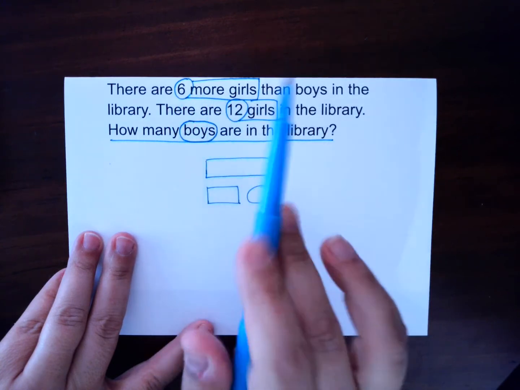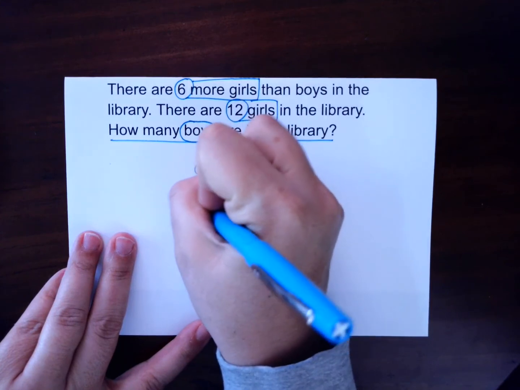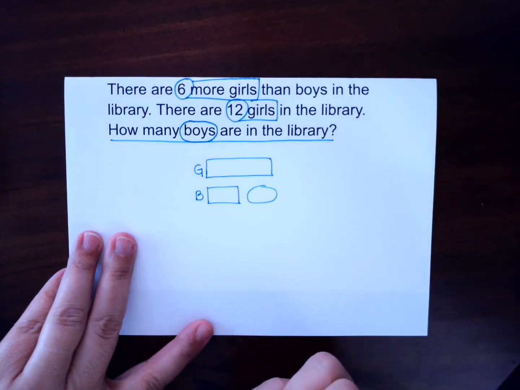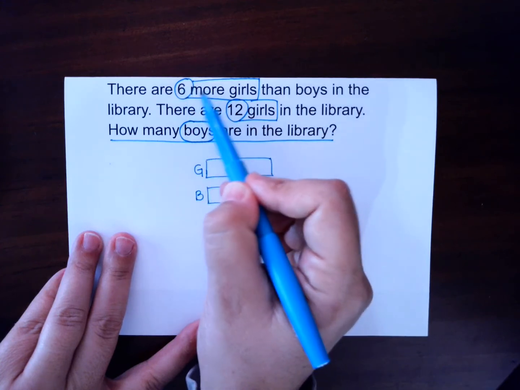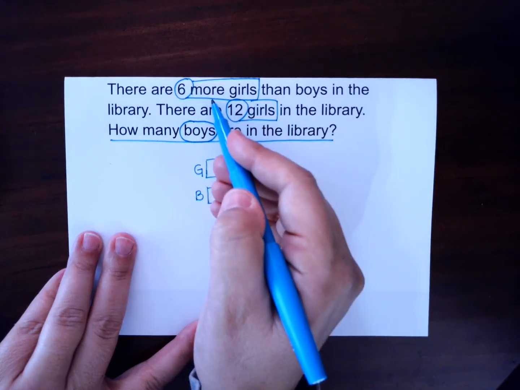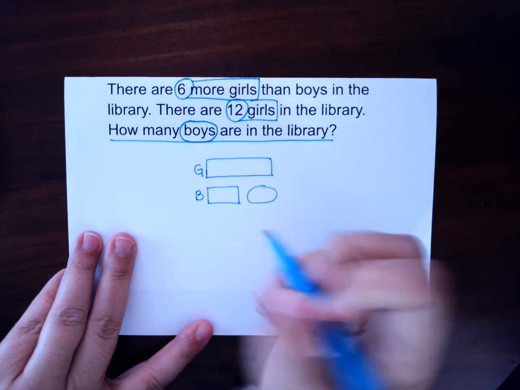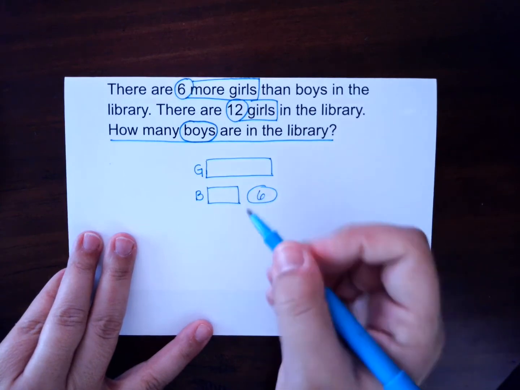So there are more girls in the library than boys. So I'm going to put my G on top and my B on the bottom. Now I can start to fill in my comparison bars. If you remember, Mrs. Peterson said that if there's a number that has more or fewer next to it, that number always goes in the oval. Good. So a 6 goes in the oval.